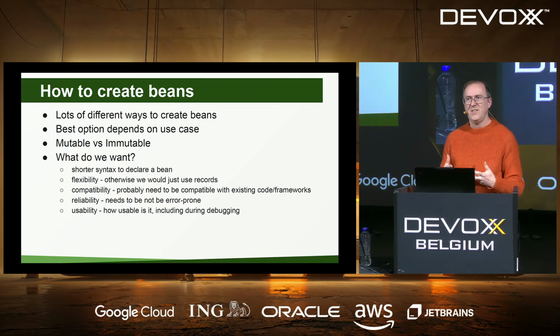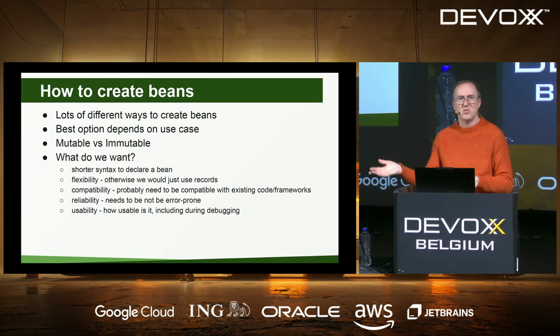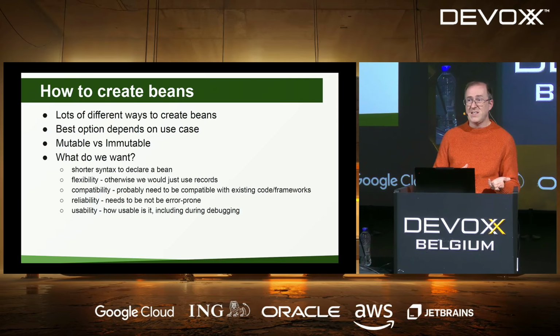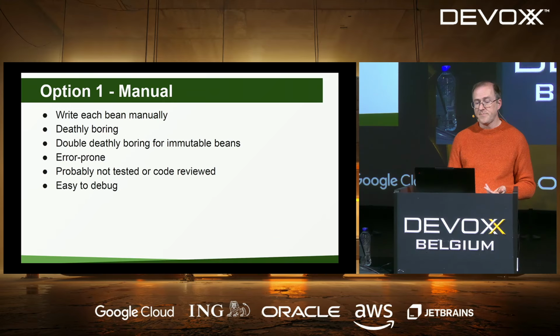Well, we'd like to define it with a short syntax, and we need some kind of flexibility, because otherwise, well, the short syntax is just records. I mean, fairly obviously, right? Needs to be compatible, so we've probably got some old frameworks we want to be compatible with, and we don't want it to have lots of errors. We want it to be a reliable approach. So generally, how usable is it?